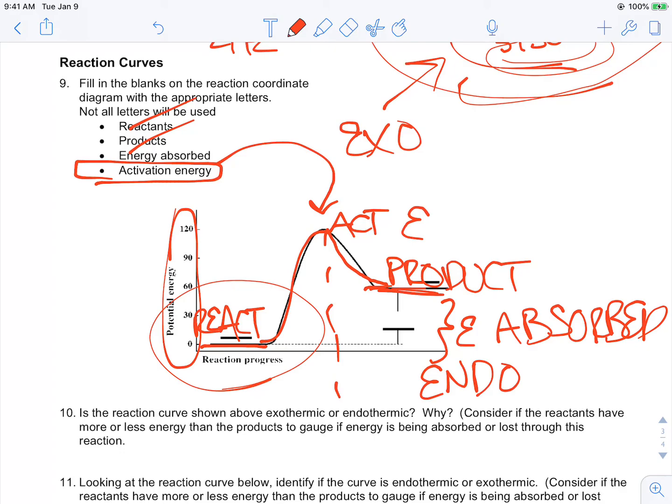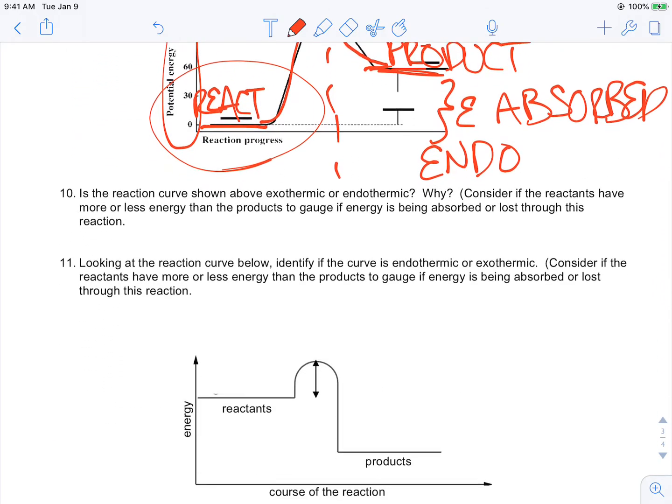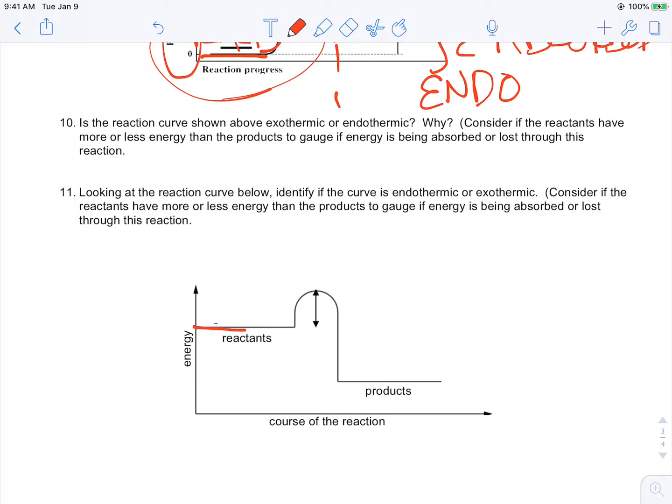But if you're doing an exothermic reaction, it's going to be the opposite. So you start out with a higher energy, and through the course of the reaction, you release energy and end up lower than what you began with. So this is our energy released.